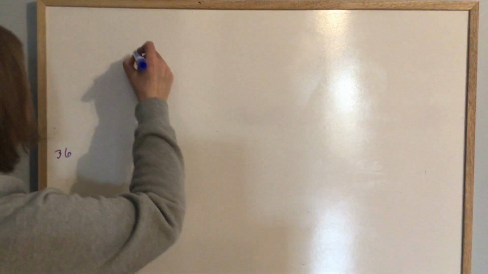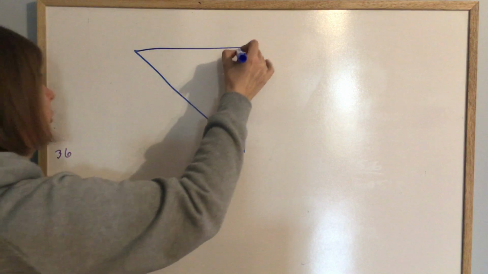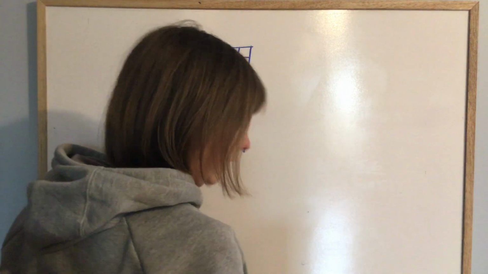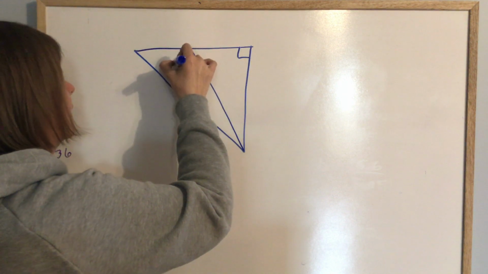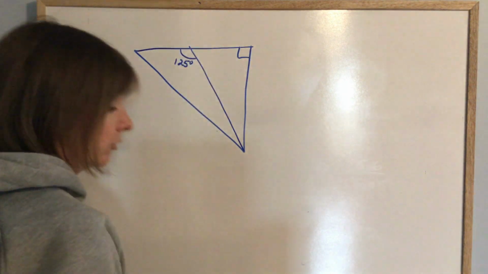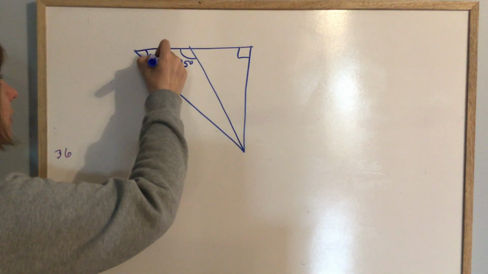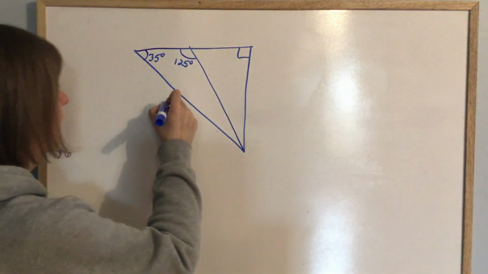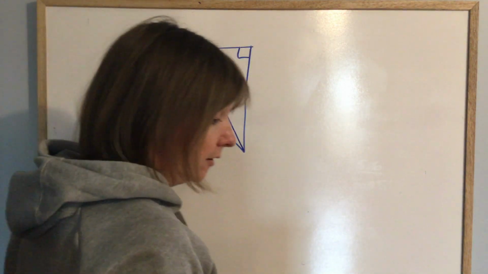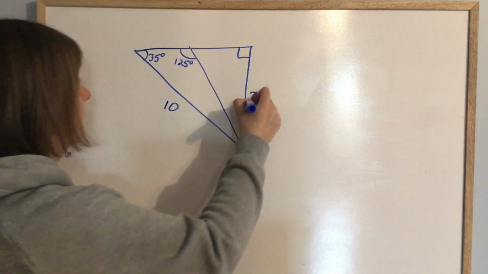36, we have a right angle triangle again. And again, we have a line going here. They tell us this is 125 degrees. They tell us this is 35 degrees. They tell us this is 10. And they want to know x.